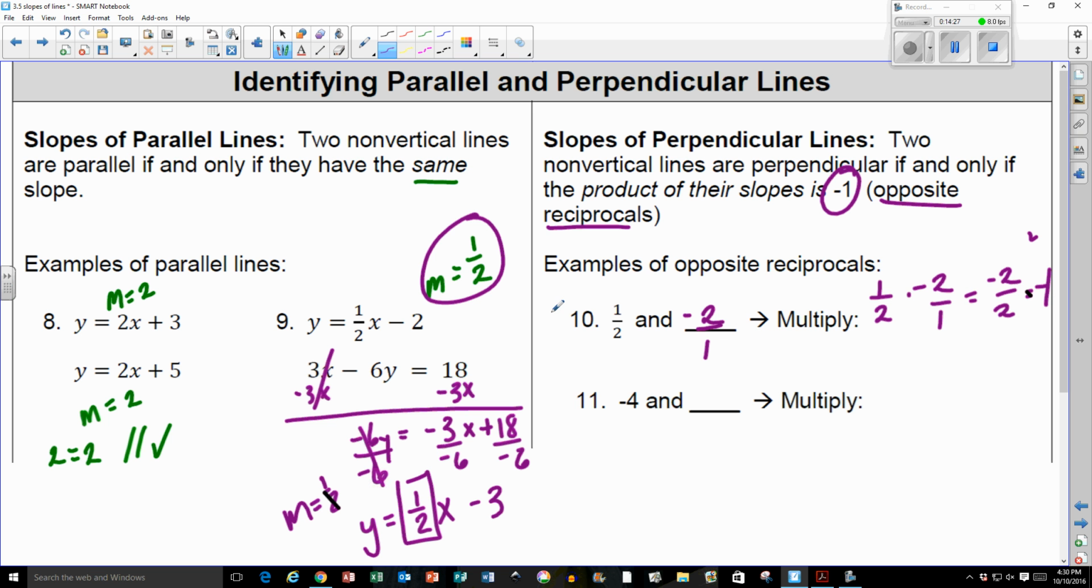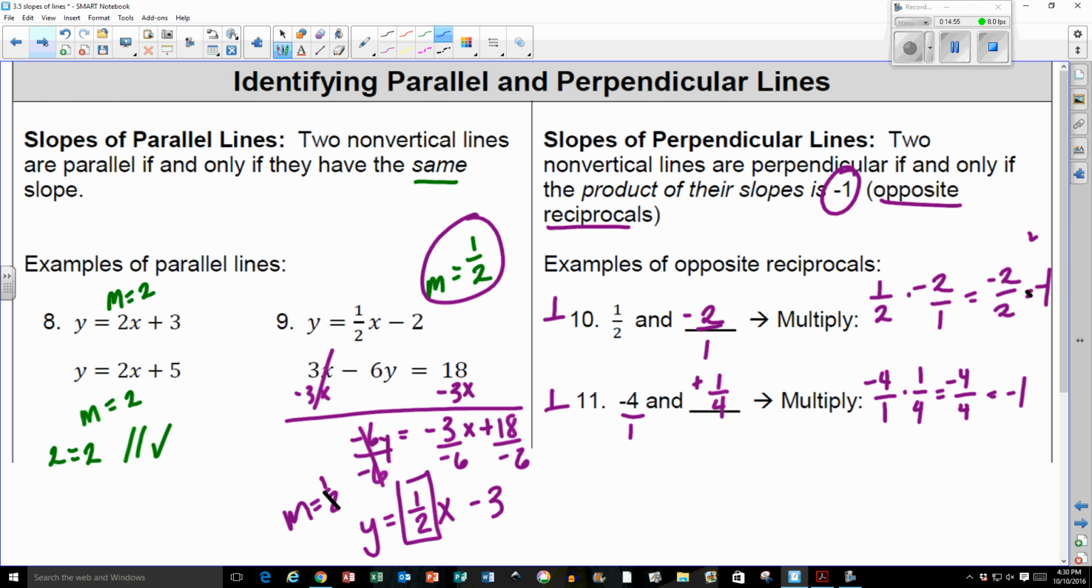Check. Perpendicular. The opposite of -4, well, if you put it over 1, it's easier to flip. So I flip it and it becomes 1 over 4. And since this one's negative, this one will be positive. Now multiply them. 4 over 1 times 1 over 4. You get -4 over 4, which is -1, perpendicular. Every time it's the same.